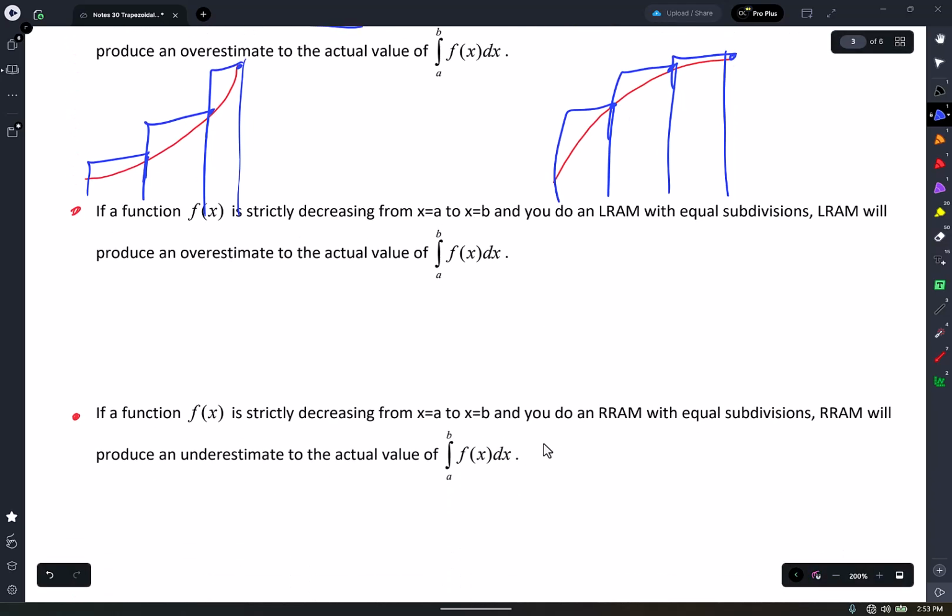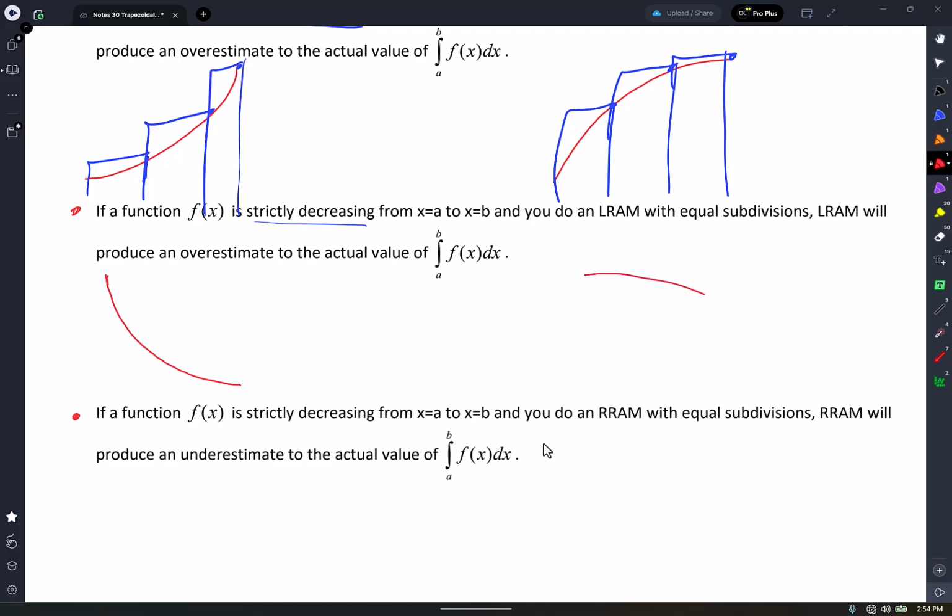Look, this one says strictly decreasing, and I'm doing LRAM. So I'm going to do strictly decreasing, concave up, and concave down. So here we go. Decreasing, concave up, decreasing, concave down. And let's see. It says RRAM. So RRAM. Yeah, look at that.